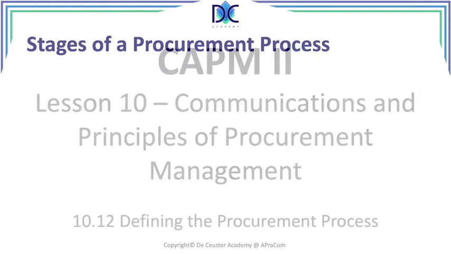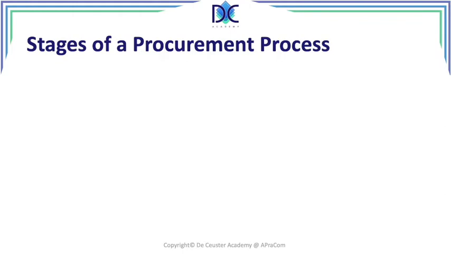Let's have a look at the stages of a procurement process. When we do procurement, we go through different steps or stages. The first thing is we have to recognize the needs. What do we want to procure? That's the main reason why we do a procurement, because we have some needs that we cannot fulfill at this moment. So we have to buy some products or hire a service.